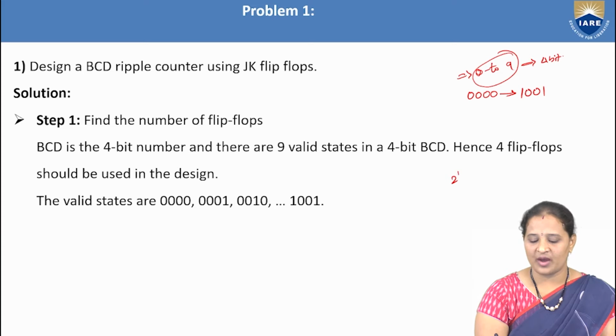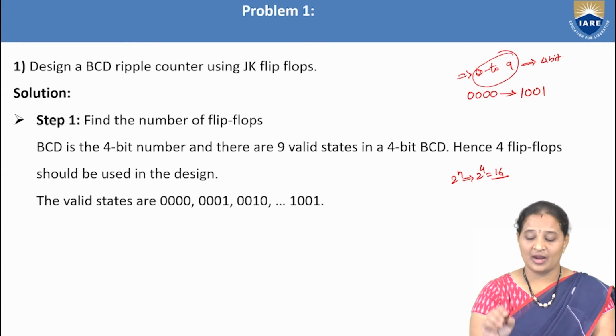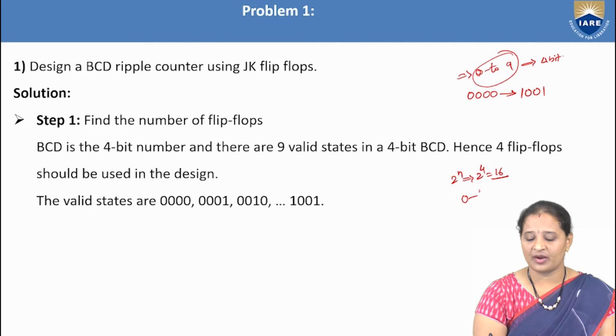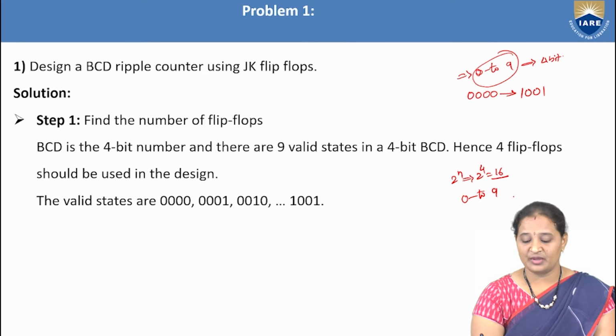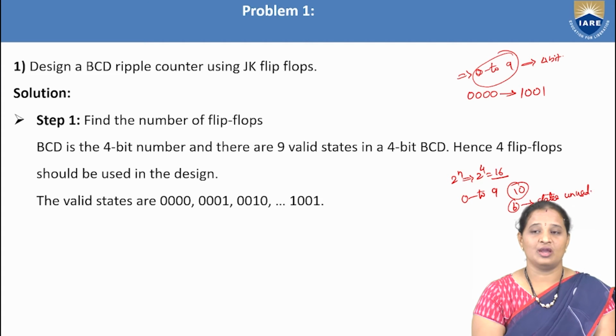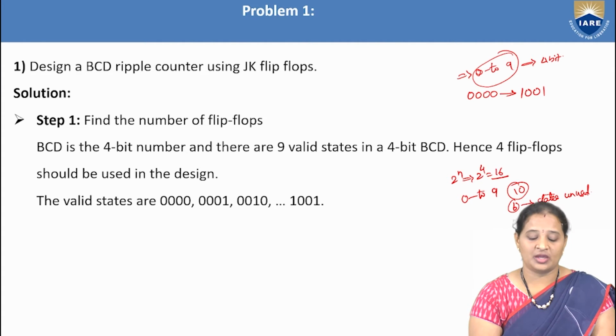I can count 2 power n, which is 2 power 4, that is equal to 16. But I want to count only BCD. That means I want to count only from 0 to 9, so only 10 states are used here. What about the remaining states? The remaining 6 states are unused states, which are considered to be don't care here.